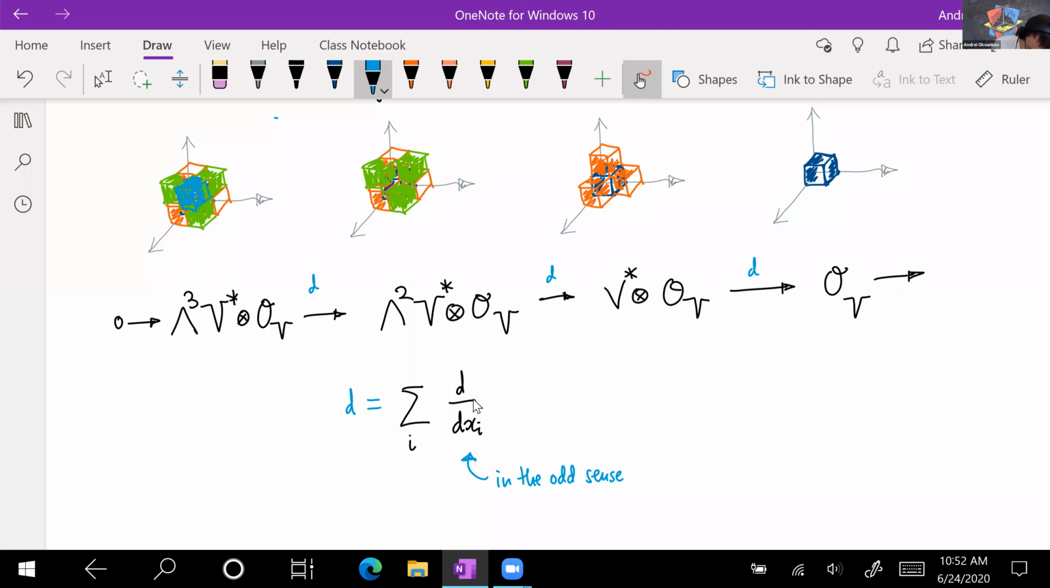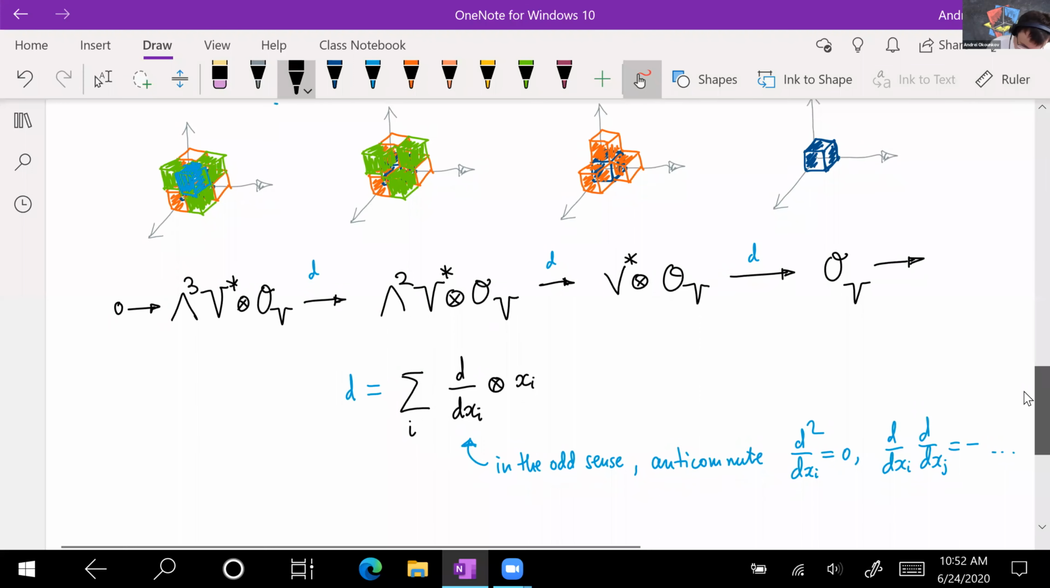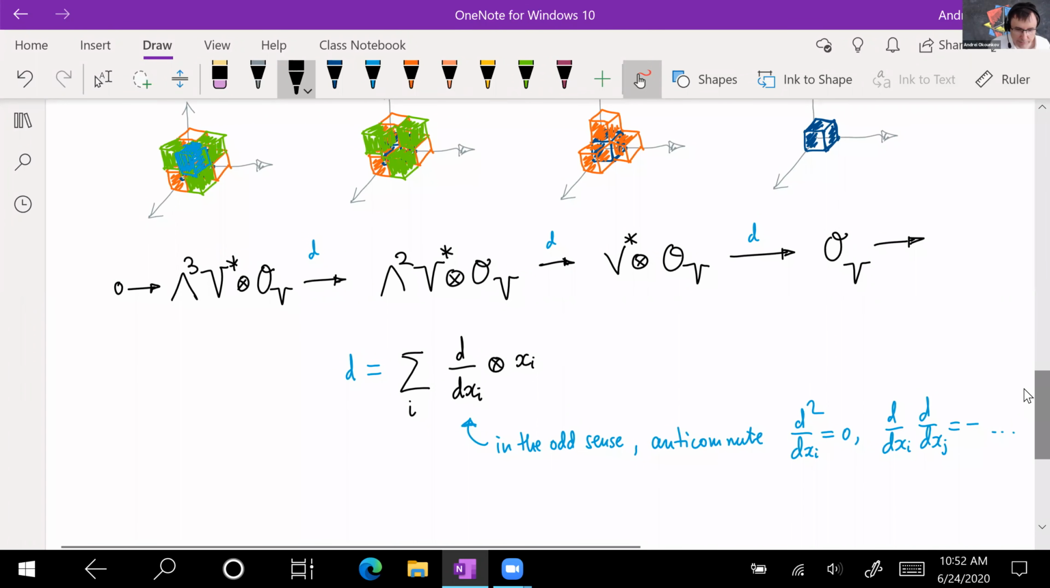So these anti-commute. So d by dxi squared equals 0, and d by dxi d by dxj equals minus the other way around. And so now this acts on this factor, and it acts on this other factor. That's because of this relation. This squares to 0, and it gets what I want. This is called the Koszul resolution.